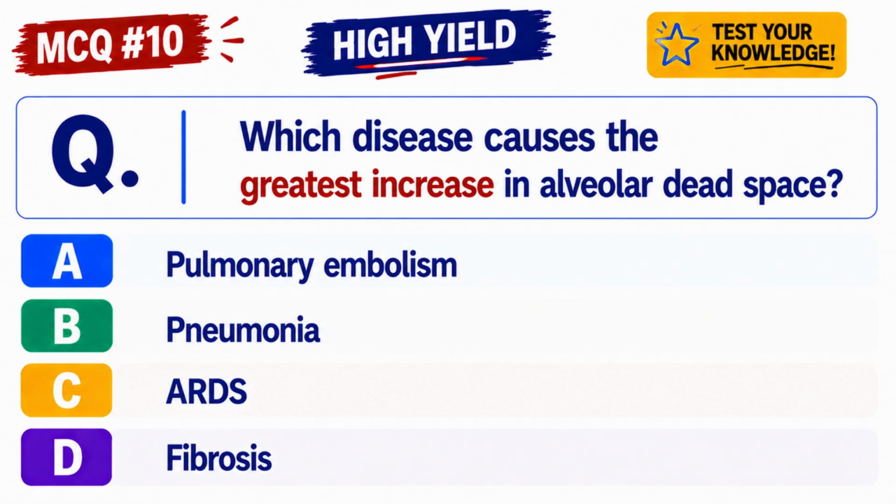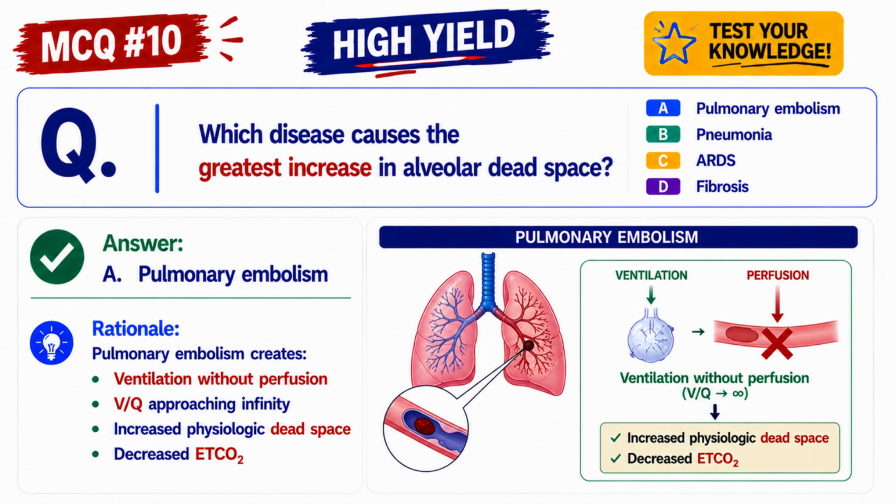Question 10. Which disease causes the greatest increase in alveolar dead space? A. Pulmonary embolism. B. Pneumonia. C. ARDS. D. Fibrosis. The answer is A. Pulmonary embolism. Here's why. Dead space is ventilation without perfusion.